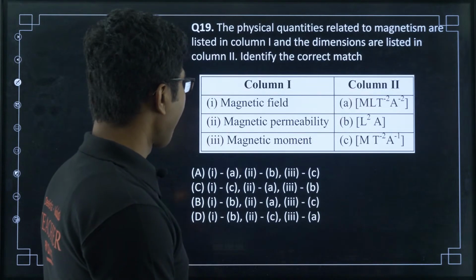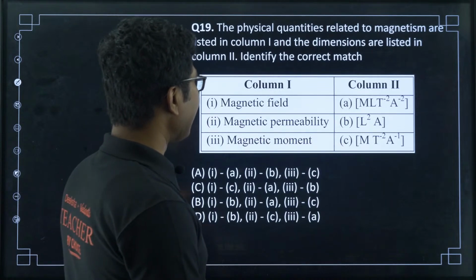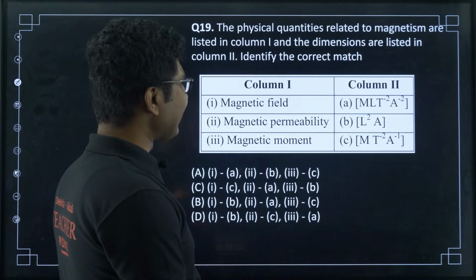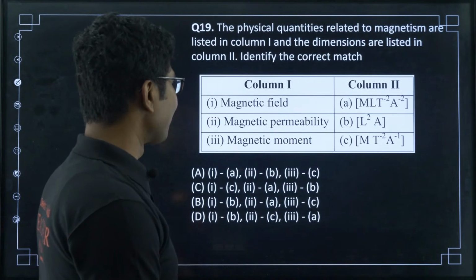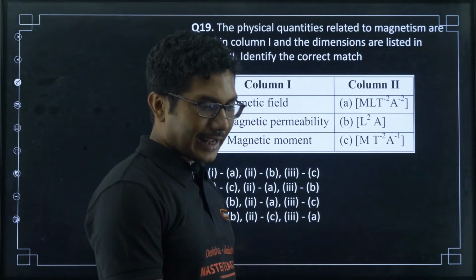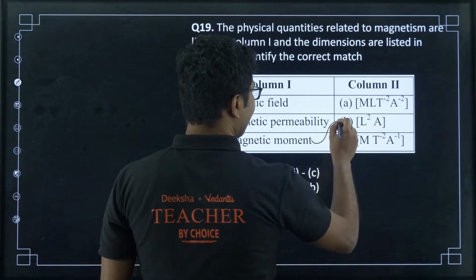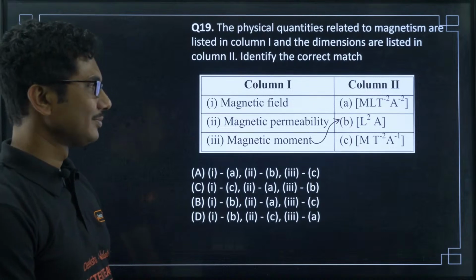Magnetic moment is easy. Magnetic permeability is slightly tricky, and magnetic field is slightly easy. So for magnetic moment, can I give you a hint? Magnetic moment is basically this one. Now I will not tell you anything else.